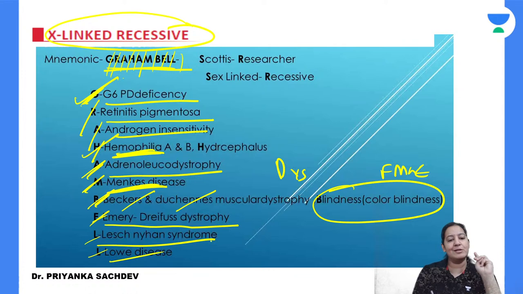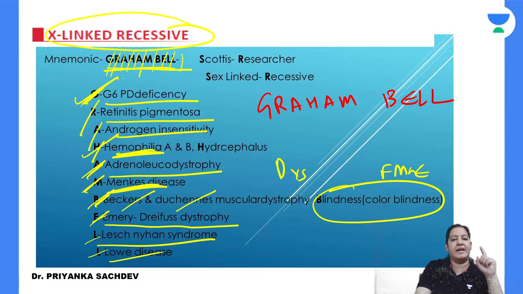You got my point? What is the mnemonic? I'm writing the mnemonic. Mnemonic is Graham-Bell. Say the full form again and again. G6PD deficiency, retinitis pigmentosa, androgen insensitivity, and adrenoleukodystrophy. The 2A.